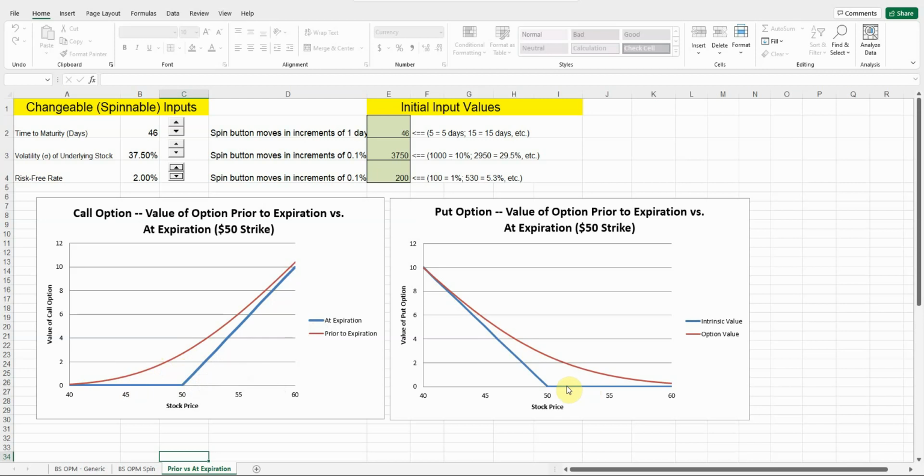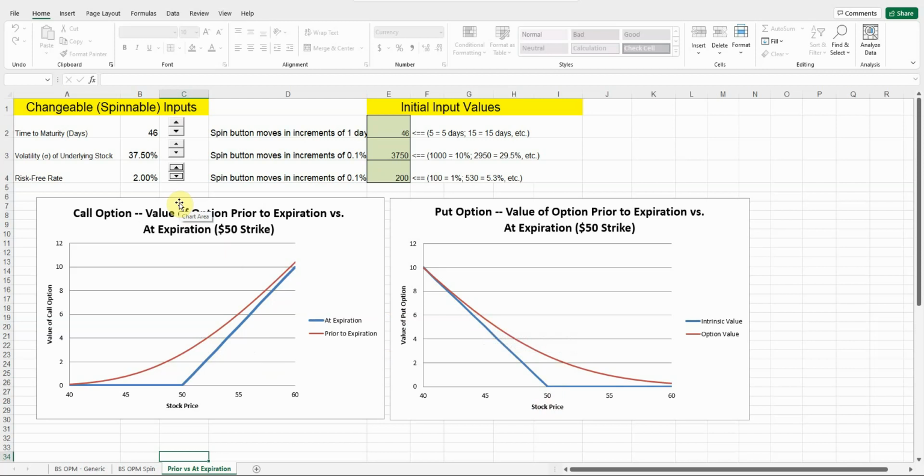Same idea with the put. Put, I get the right to sell at 50. Anything above 50, I don't want to sell it for 50. For example, if the stock's trading at 55, I don't want to sell it for 50. But if it's trading at 45, cool. I'd love to sell it for 50. I pick up $5 extra. But then the intrinsic value is going to be $5, so my speculative premium is going to be smaller. Just flip sides of the graph.